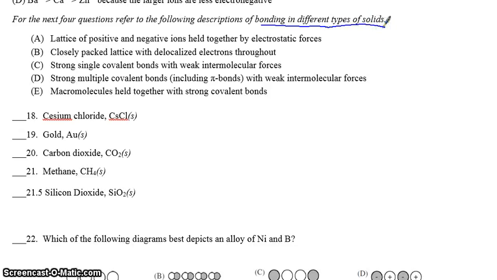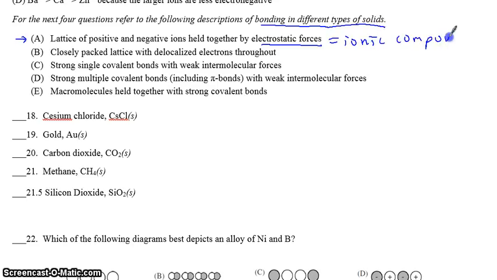So this is chapter 8, where we're talking about more at the macro level, how that's connected to the micro level. So A says, we're going to essentially pick one of these for each one of these options. We have a lattice of positive and negative ions held together by electrostatic forces. Electrostatic forces just means the forces from positives and negatives. Now this is true of ionic compounds.